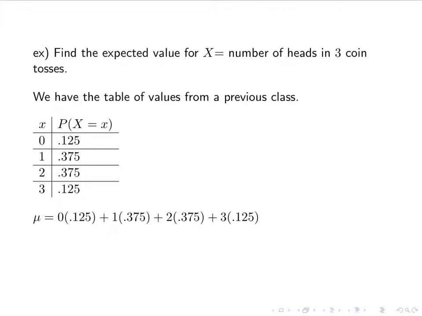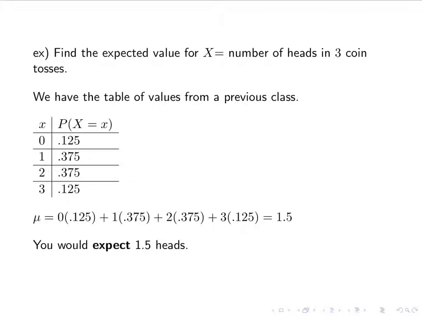So mu, or again, E of X, is the sum of the products of the value times the probability. So 0 times 0.125 plus 1 times 0.375 plus and so on. If we add them up, we get 1.5. This means that we would expect 1.5 heads out of 3 coin tosses.